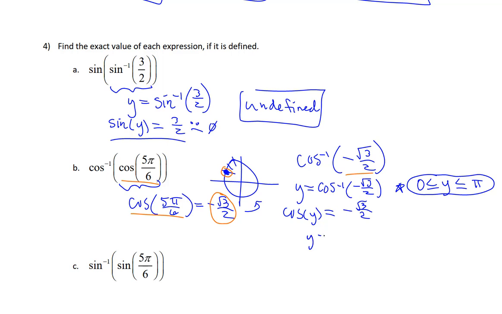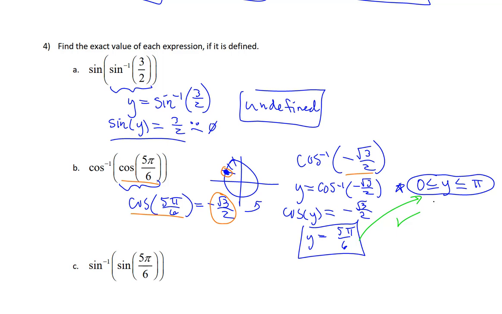And so we can say comfortably here that y must be 5 pi over 6. Now, if you're thinking carefully, yes, that does fall within the restricted values. We're good there because it's between 0 and pi.